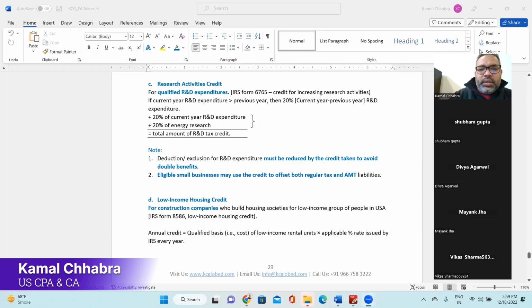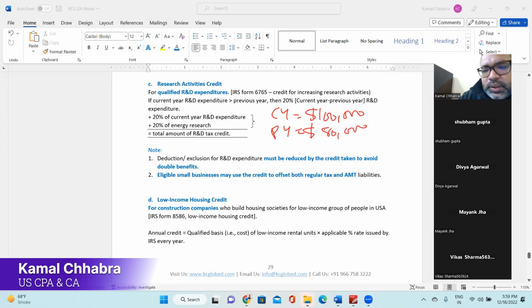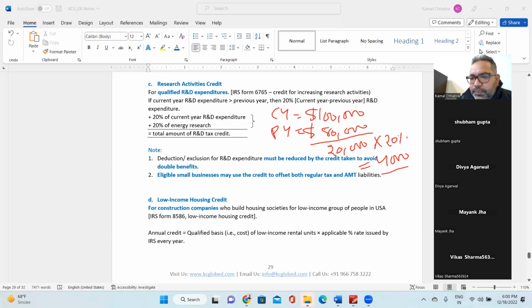So let's say in the current year, you have incurred R&D expense of $100,000. In the previous year, you have incurred, let's say, $80,000. So the current year is more than the previous year by $20,000. Multiply by 20%. That is $4,000. So this $4,000 is the tax credit for the current year.